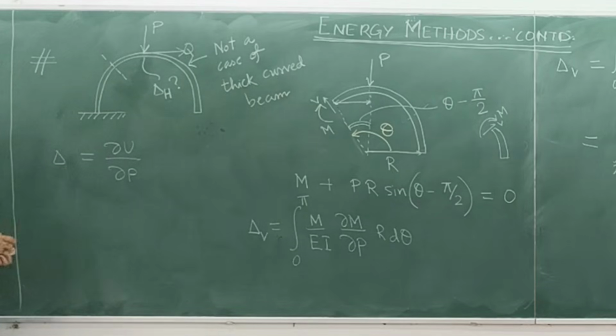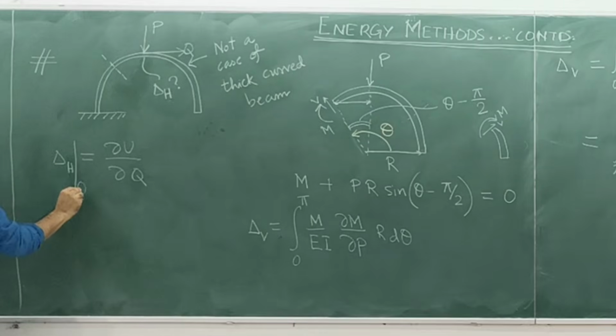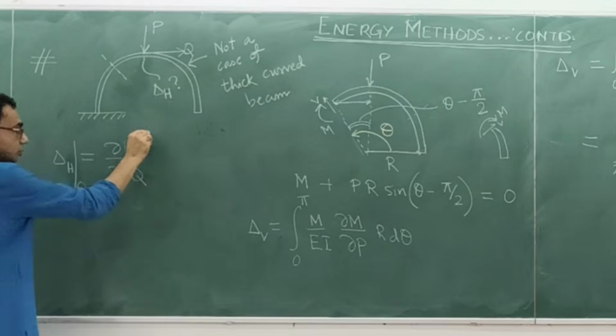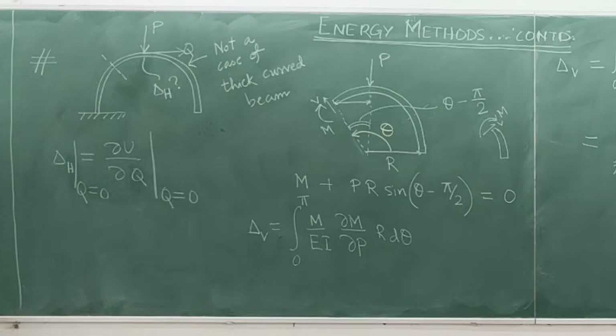Now for the horizontal deflection, we have to write del U del Q, but with the understanding that ultimately this Q has to be set equal to 0.